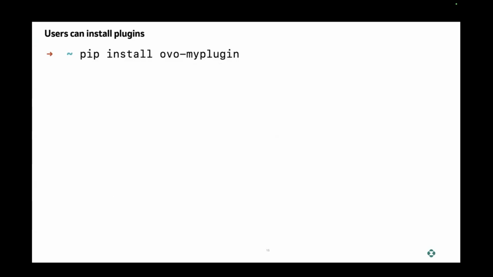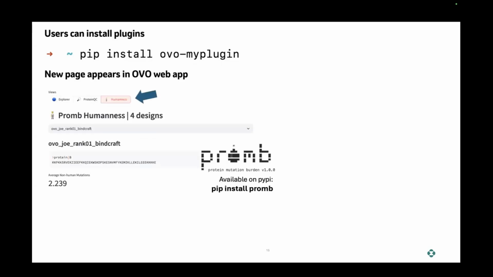Another thing that we wanted to share that we're really excited about is plugins. What OVO allows is to extend the pipelines and also the web application by independent Python packages. What that means for the user is that hopefully in the future we will get this momentum to create different plugins. For instance, one plugin that we published was for prompt, which is our open source method to evaluate humanness of proteins. This can be used on antibodies, but also de novo designed proteins.